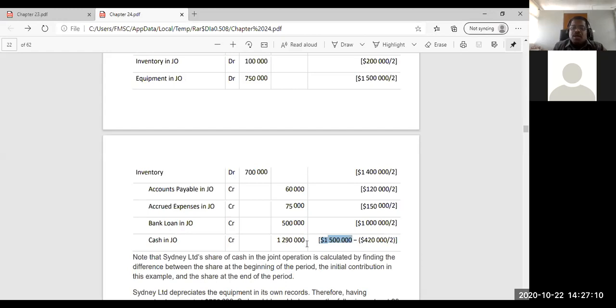So that is 1209. That is how you balance the journal entry.